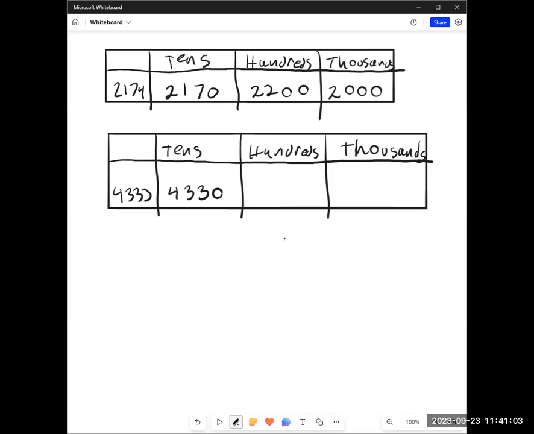to 4,330. To round to the hundreds place, we look at the 3 that's in the tens place, and we round down to 4,300. And to round to the thousands place, we look at the 3 that's in the hundreds place, and we round down to 4,000.